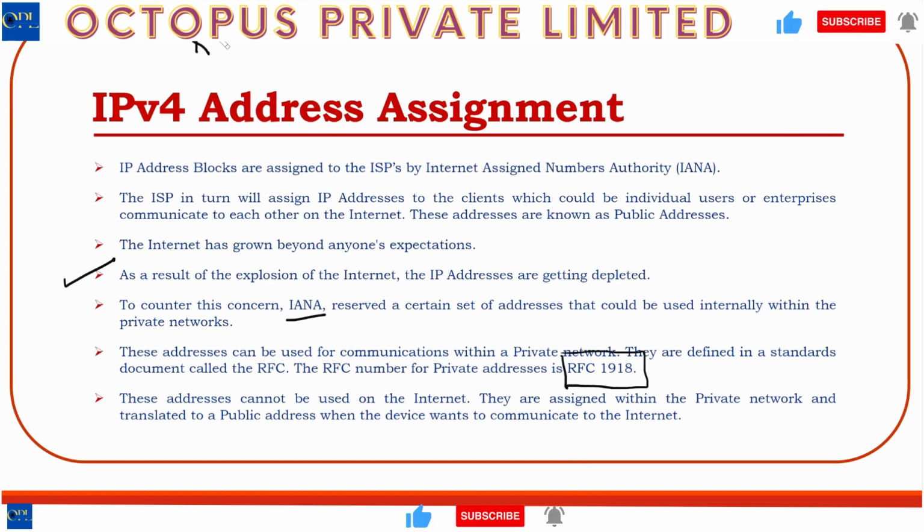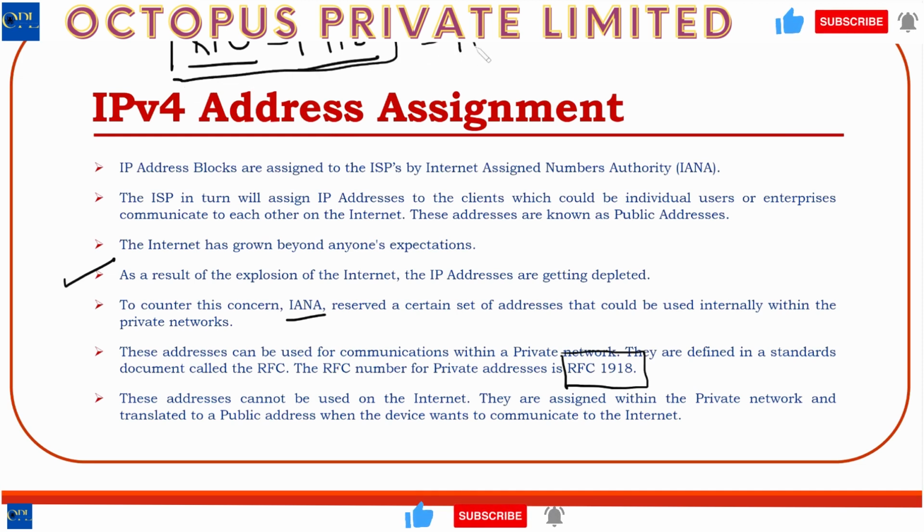So to recap what I just talked about, I have 2 slides for that. Number 1 is how the IP addressing took place. As I said prior to starting on my demonstration, the internet addresses were getting depleted. To counter that, IANA reserved a certain set of addresses. I'll show you which ones those are for internal use within the private networks.